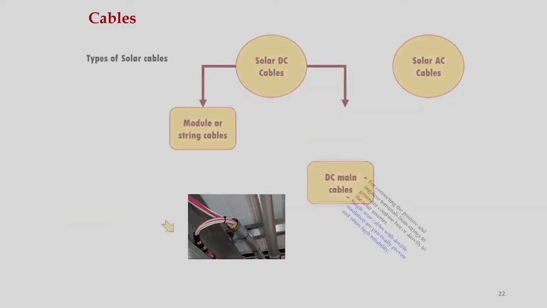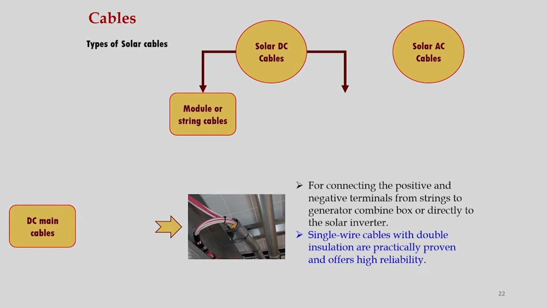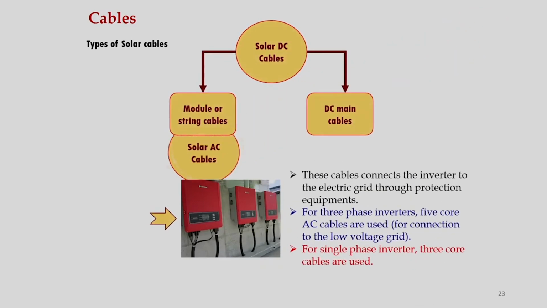So, what are DC main cables? These cables are used for connecting positive and negative terminals from strings to the generator combiner box or directly to the solar inverter. These single wire cables with double insulation are practically proven and offer high reliability. This is also a very important aspect which we need to know.